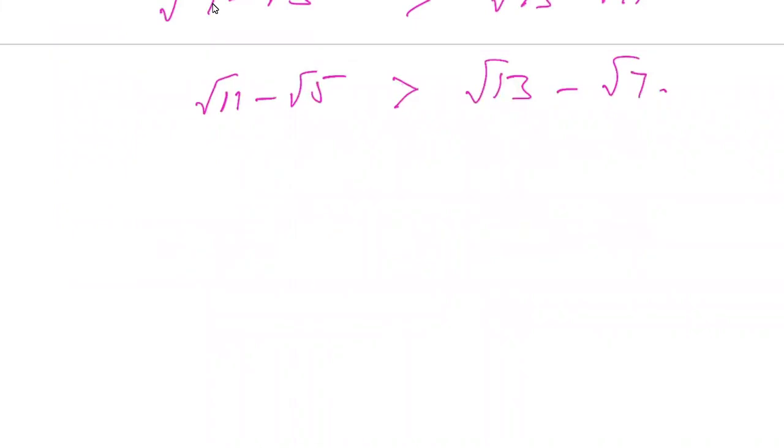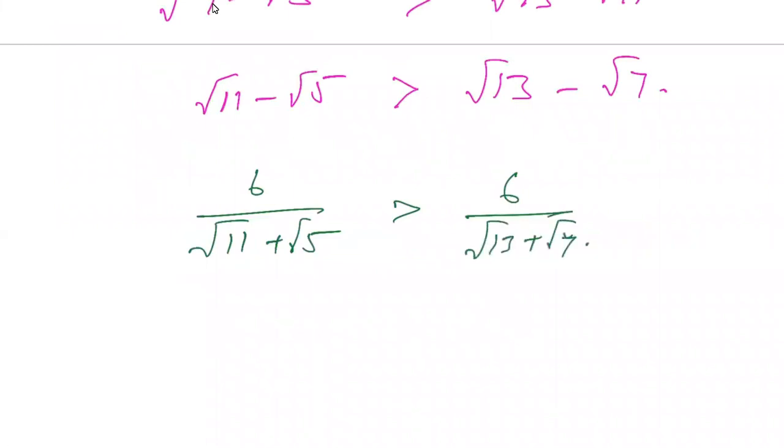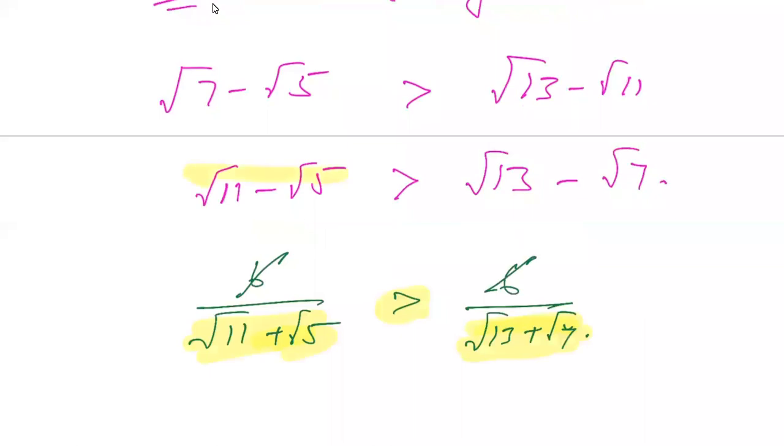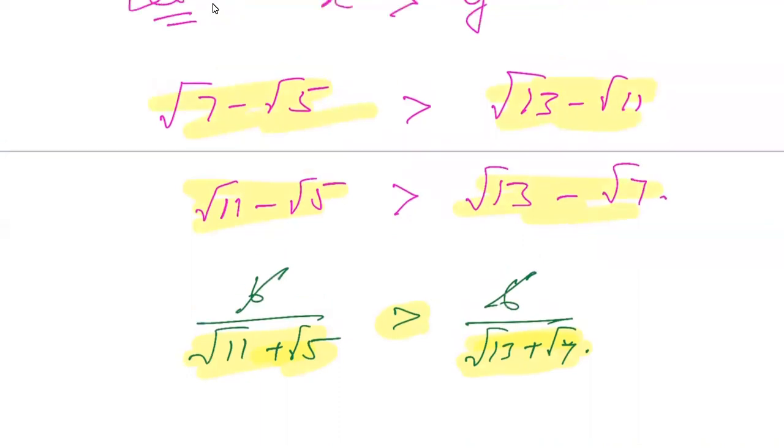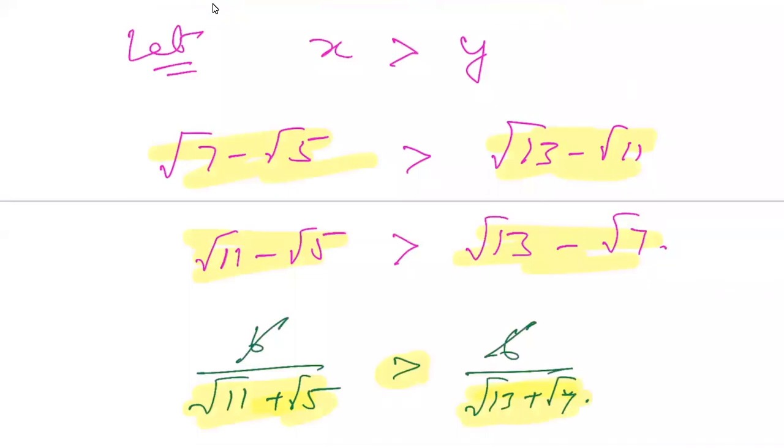Multiply with the conjugate. 6 upon root 11 plus root 5, 6 upon root 13 plus root 7. 6, 6 cancel out. We know that root 13 plus root 7 is greater, so what we have assumed is totally correct. This number, root 13 plus root 7, is greater than root 11 plus root 5. So this is greater than this, so this will be greater than this quantity. Is it okay? Understand? Yes, sir. Next question, please.